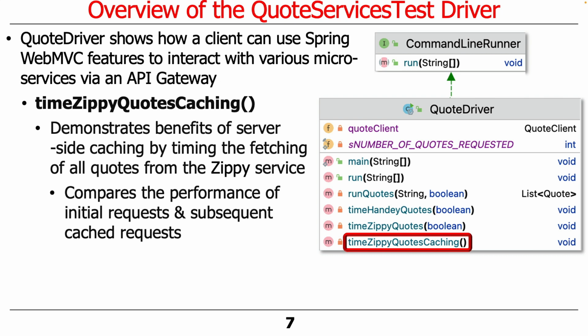One of the interesting methods here is called time Zippy quotes caching, and it demonstrates the benefits of server-side caching by making the calls twice. The first time it calls the methods, they will go ahead and do the work, and I put a 4-second delay in there just to demonstrate what they're doing. And then the next time you call them and the subsequent times you call them, they just return the results. So most importantly here would be things like getting the quotes, because that doesn't change, so we can cache that. So we're going to see the benefits of caching, which are quite dramatic.